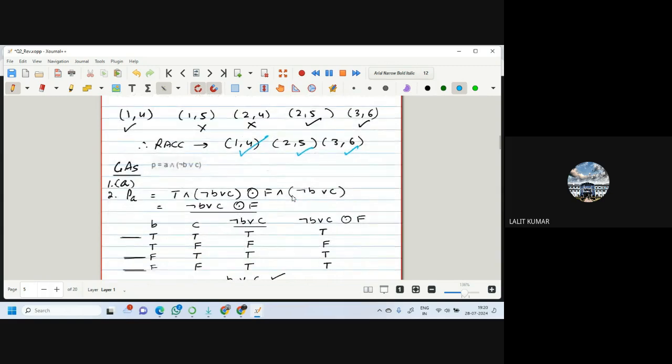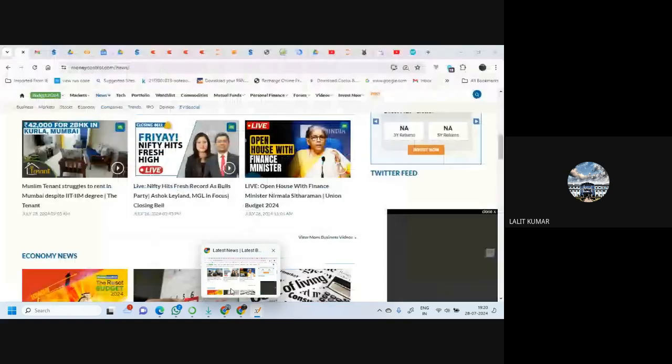So in this example, we have seen we got 9 combinations for GACC, 5 combinations for CACC, and only 3 combinations for RACC. So with this example, I hope finding GACC, CACC, and RACC is clear. If anybody has any doubt, you can ask me. I can cover it again.